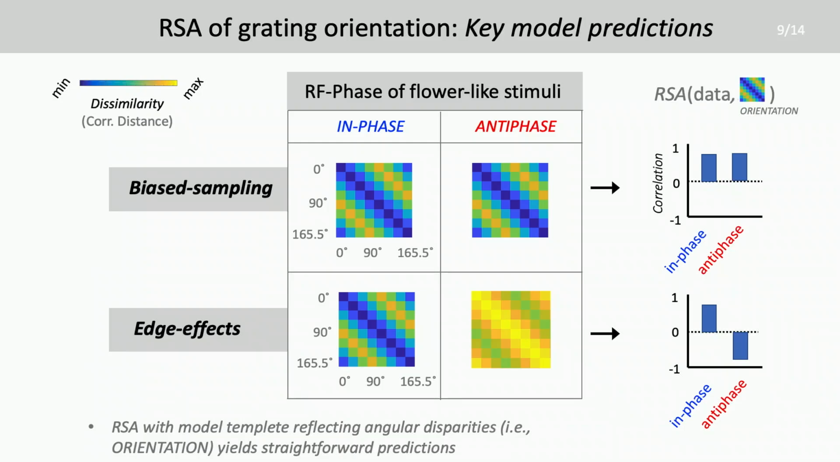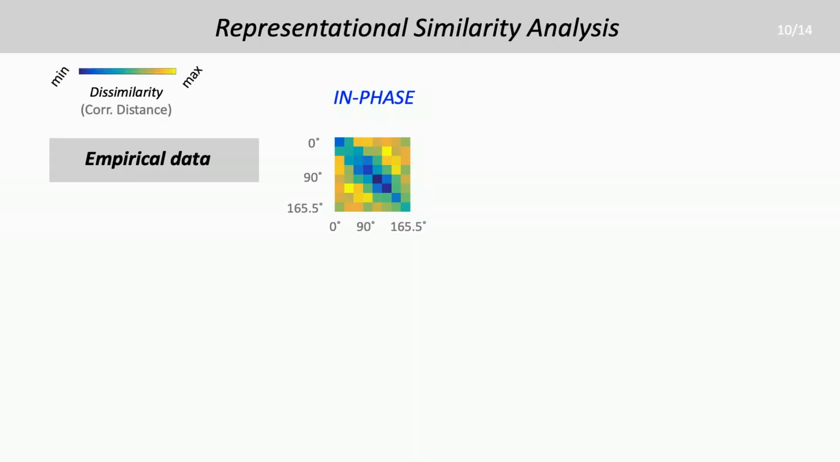While the biased sampling and edge effect models predict the same dissimilarity structure for gratings shown within apertures with the same phase, they predict opposite dissimilarity structures in the antiphase condition. Here, you see the average empirical dissimilarity matrix associated with grating orientation for the in-phase condition. It was computed by averaging matrices across subjects. Although this specific condition is not informative regarding our central question, because both competing models predict the same dissimilarity structure, it is reassuring to see a clear agreement between the data and both competing models.